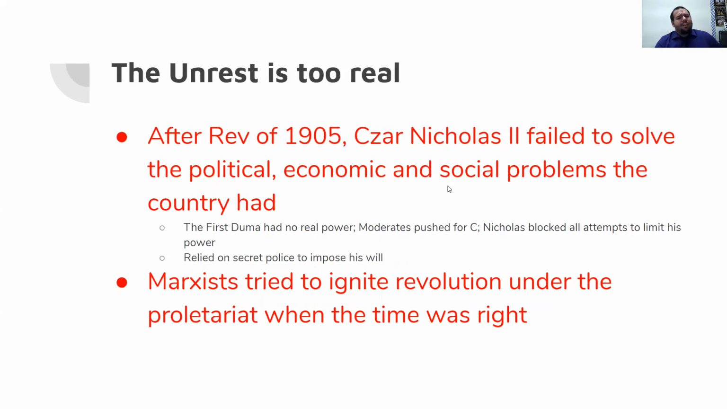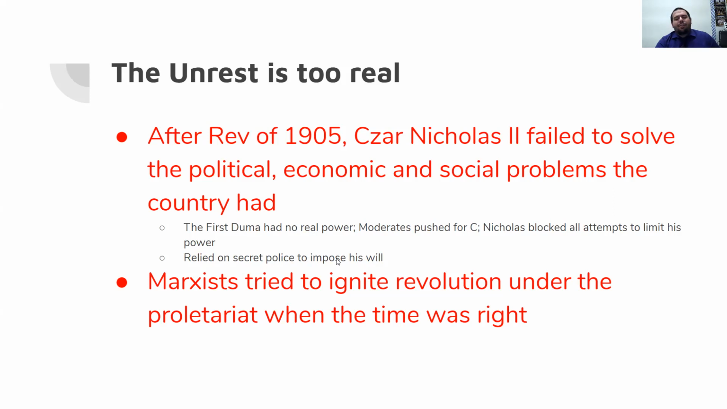Anyways, the unrest is too real. After the revolution of 1905, Tsar Nicholas II failed to solve the political, economic, and social problems the country had. The first Duma, remember, Dumas are like local government systems. Wait, no, those are Zemstvas. The Duma is like parliament. The first Duma had no real power. Moderates are going to push for a constitution. Nicholas blocked all attempts to limit his power. He was not ready to turn into a constitutional monarch. And he's going to rely on the secret police to impose his will, aka what would become the KGB.